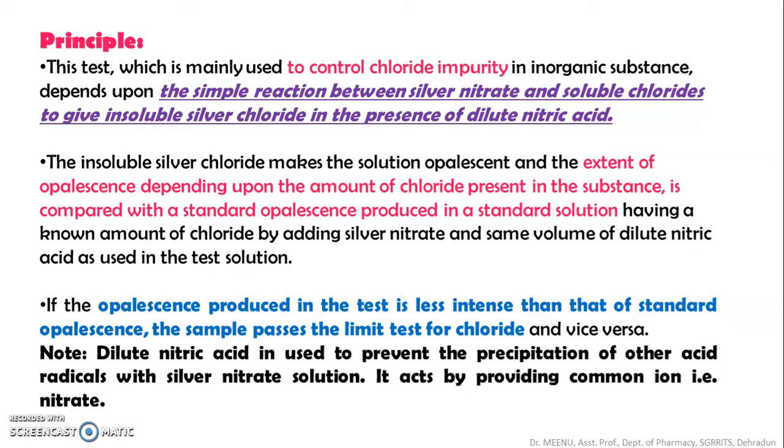If the opalescence produced in the test is less intense than that of the standard opalescence, the sample passes the limit test for the chloride, and vice versa. That means if it is more than the standard, then it will fail the limit test. We have to take note that dilute nitric acid is used to prevent the precipitation of other acid radicals with the silver nitrate solution. It acts by providing the common ion, that is nitrate.